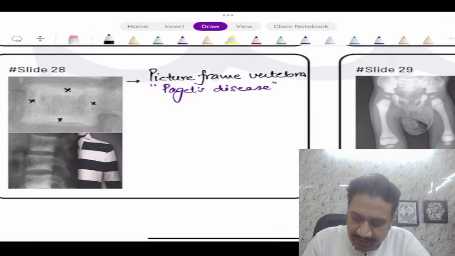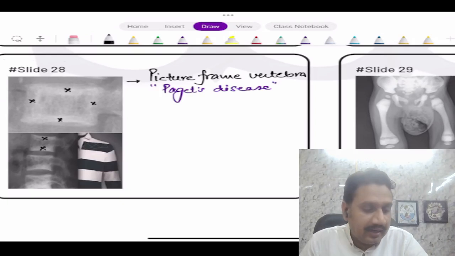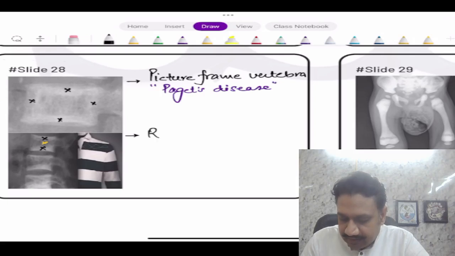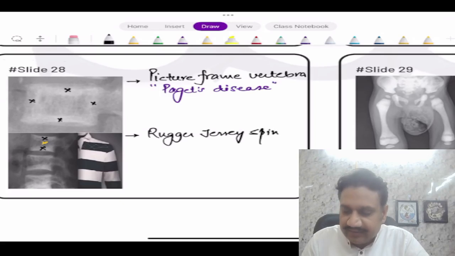And if you find another vertebra where only the upper part and lower part are white, and the central area here is black, like this. Okay, what do you call this kind of spine? This kind of spine is called the rugger jersey spine. And where do we find this rugger jersey spine?